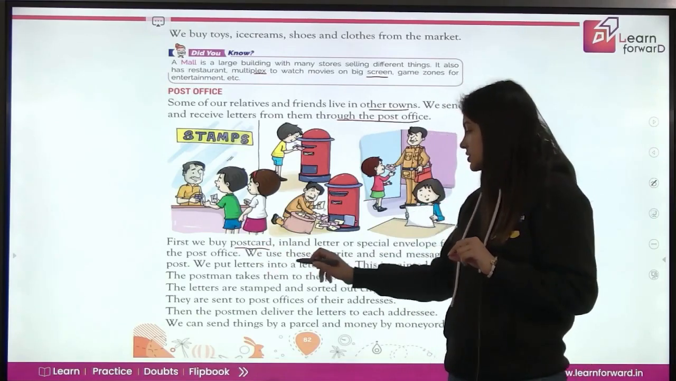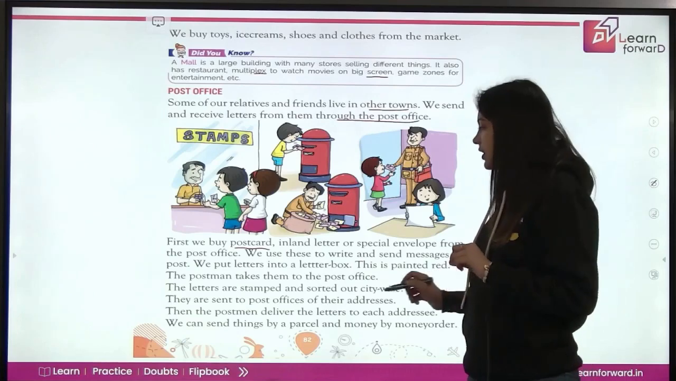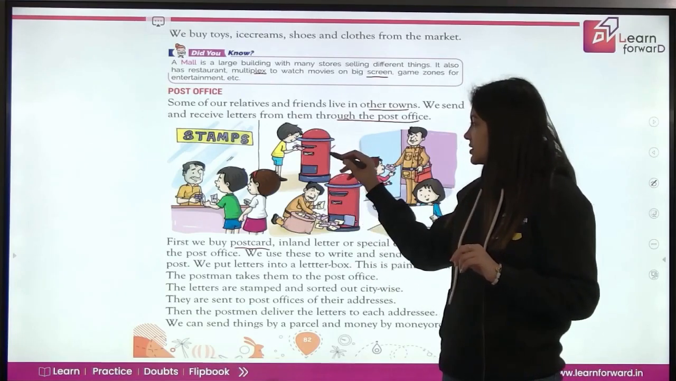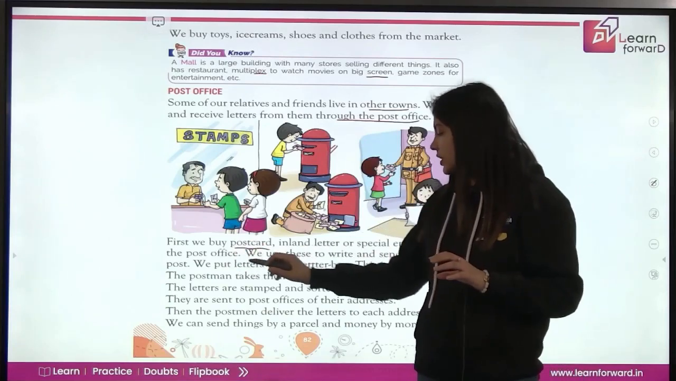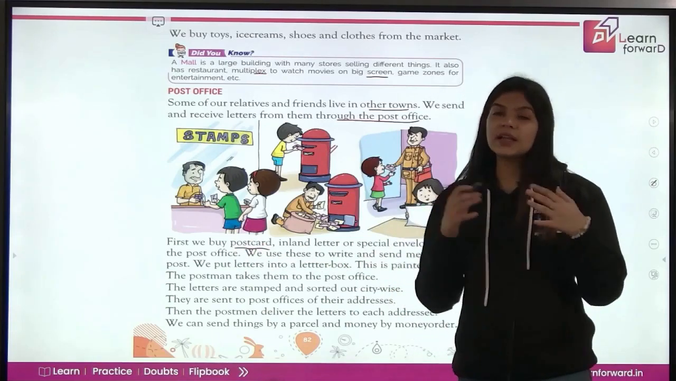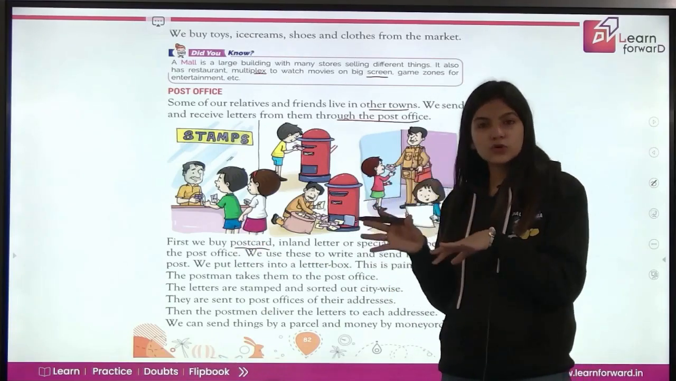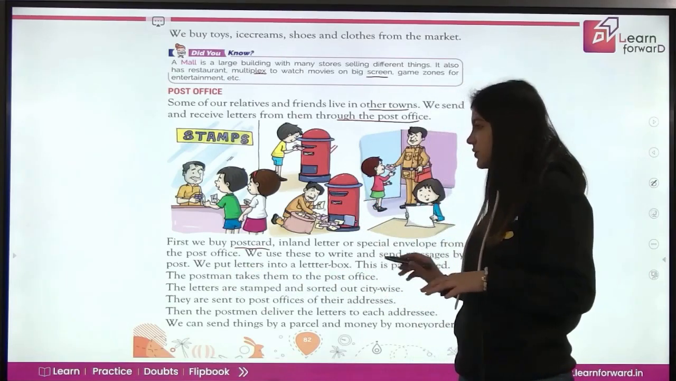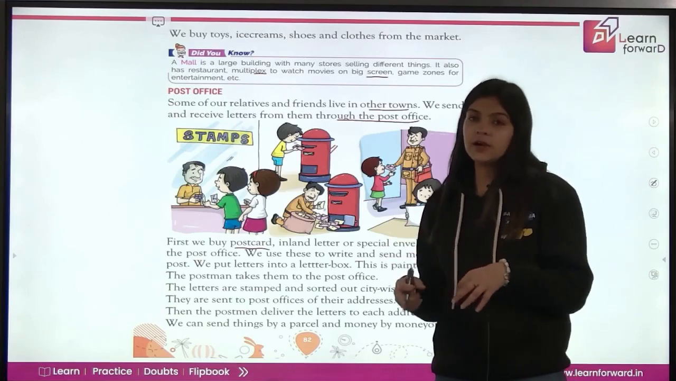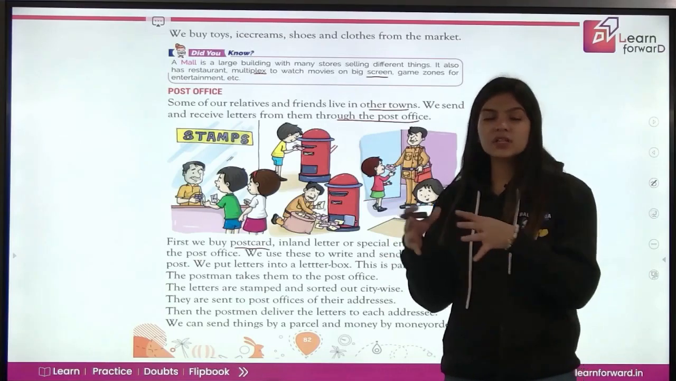We put letters into a letter box. This is painted red. So we put letters in this kind of letter box. It is red in color. The postman takes them to the post office. So इन letters को फिर postman अपने पास post office तक लेके जाते हैं. The letters are stamped and sorted out city wise. So हर letter को अलग किया जाता है. जो एक cities के letter है उन्हें city wise अलग किया जाता है.